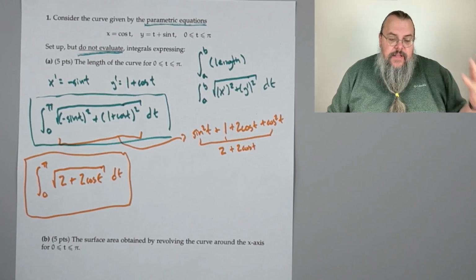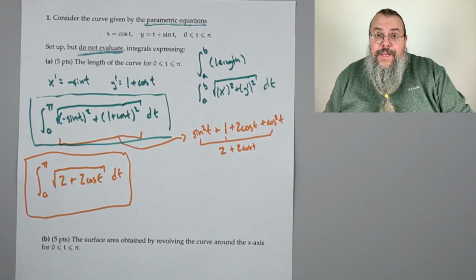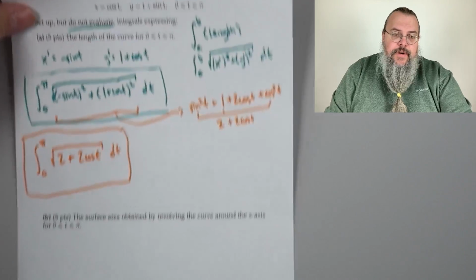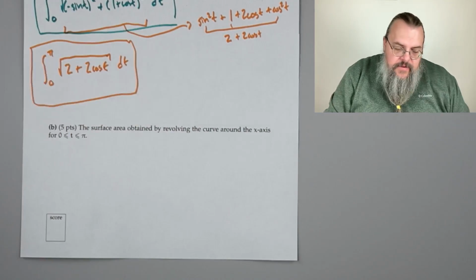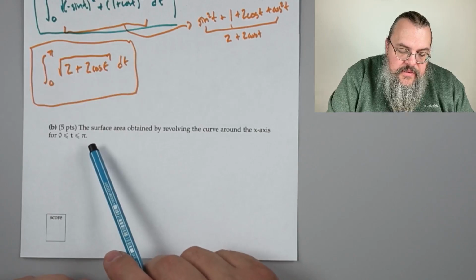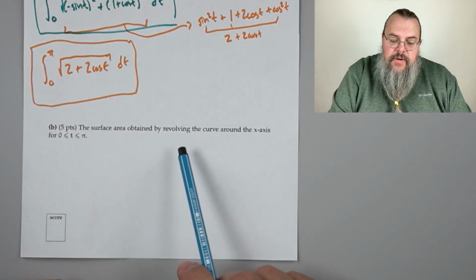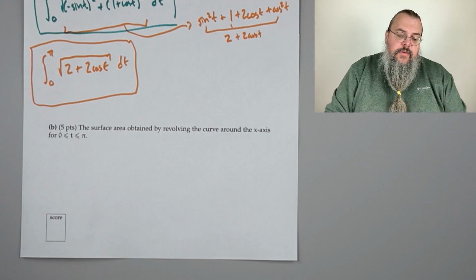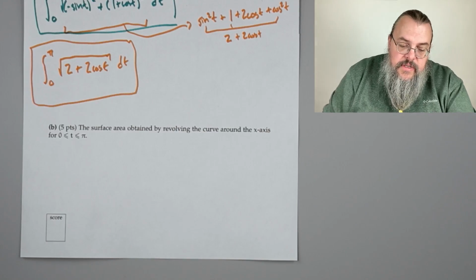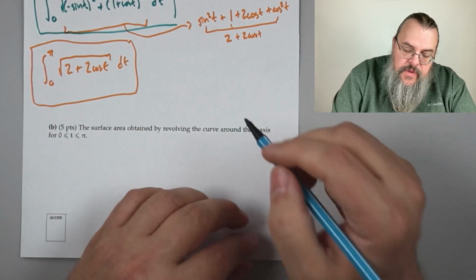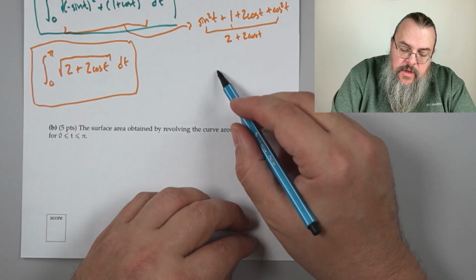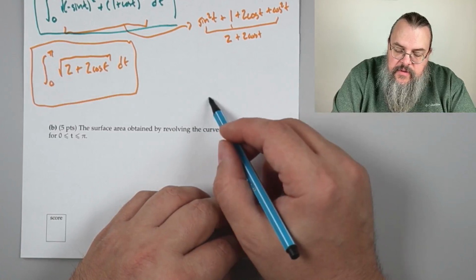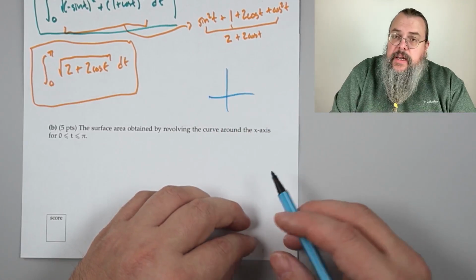So that's length. Now this is just part A. Of course, we have part B yet to come. All right, so let's take a look at part B. They didn't give us a lot of space here, but what do we have? The surface area obtained by revolving the curve around the x-axis, where time goes 0 to pi. All right, well, it's a little hard to figure out exactly what our curve is doing, so let's just pretend like we kind of have a vague idea.